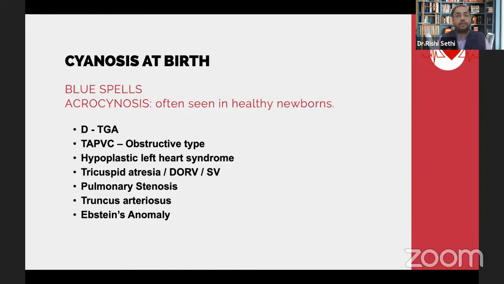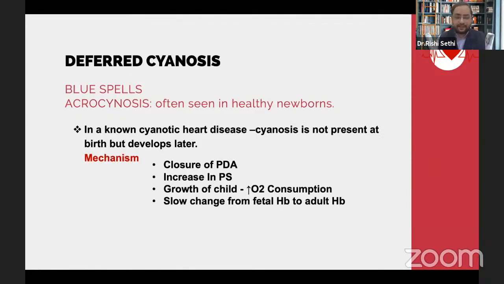But the most common cause of cyanosis at birth would probably be DTGA, and other causes of cyanosis at birth would be TAPVC, hypoplastic left heart, tricuspid atresia, and so on and so forth. So sometimes it is asked, why is it that cyanosis appears later? Almost all of them have cyanotic heart disease from birth. Why does the cyanosis appear later?